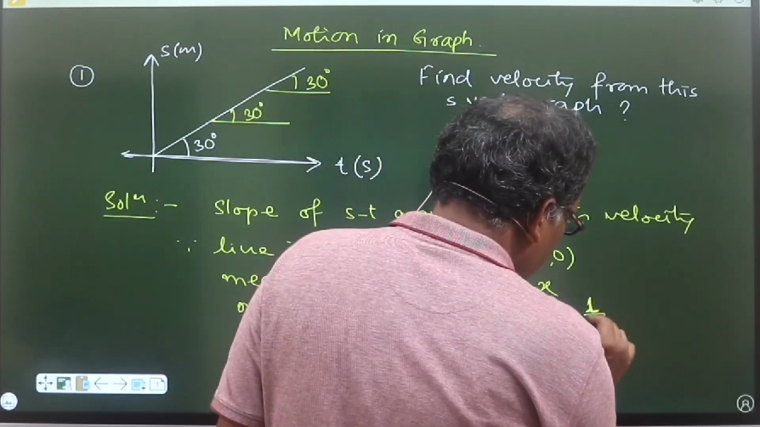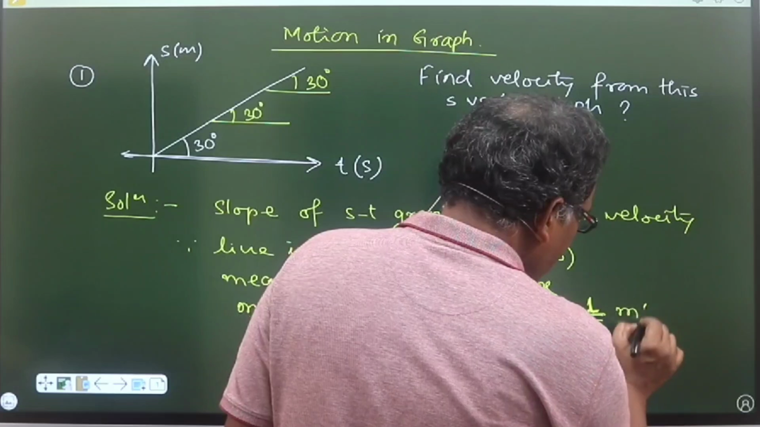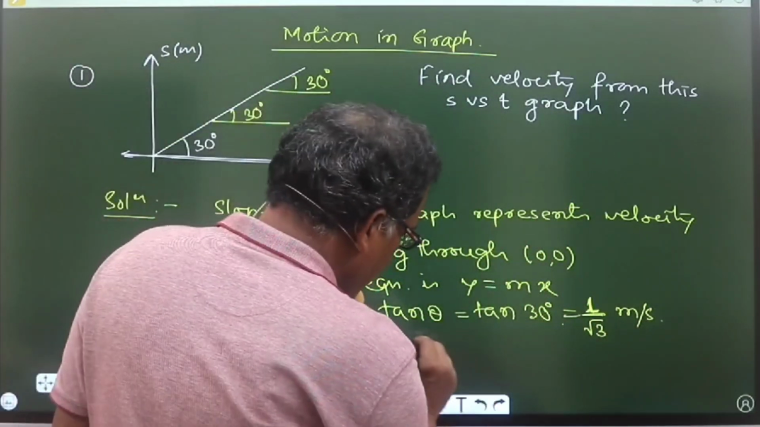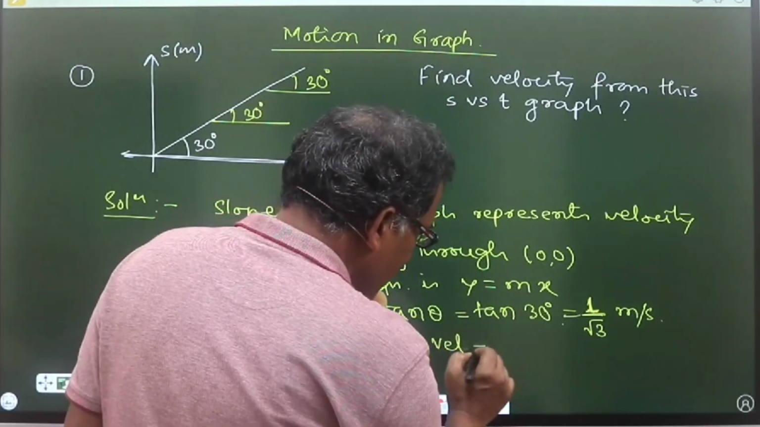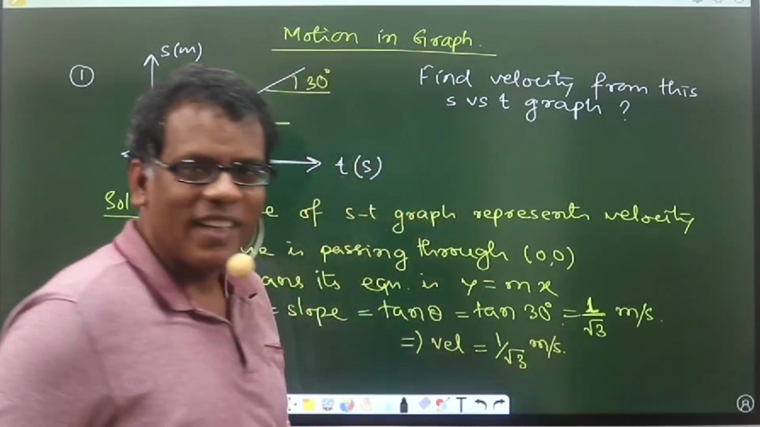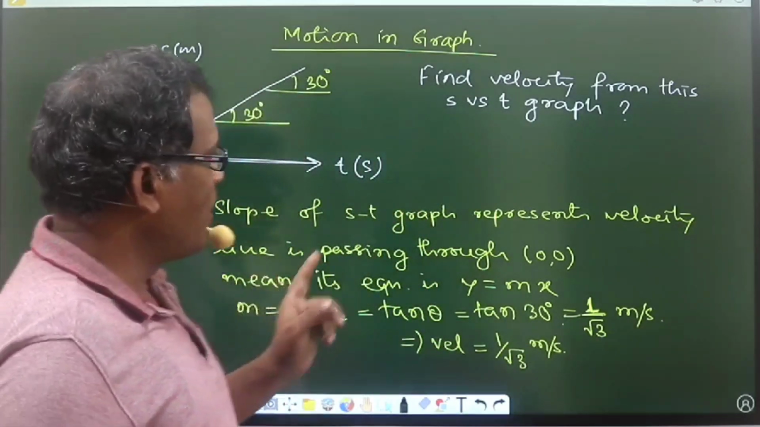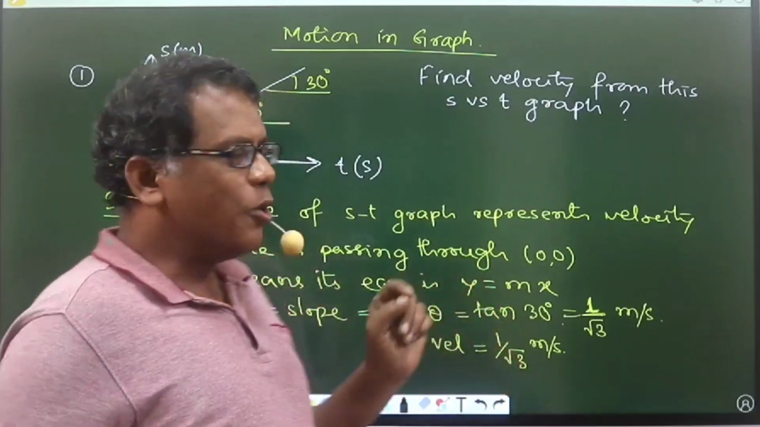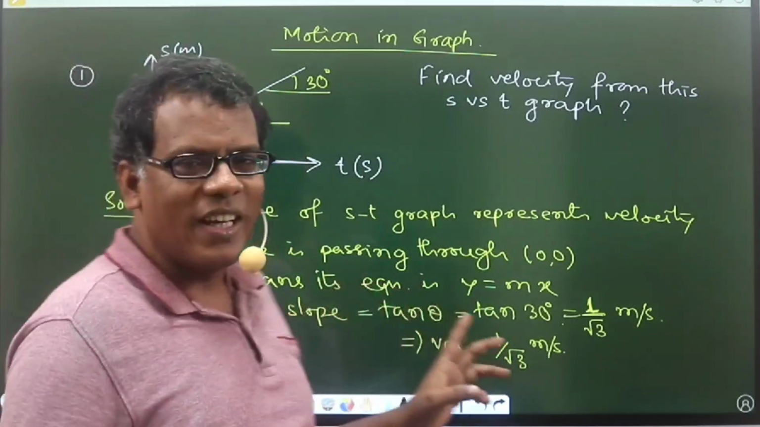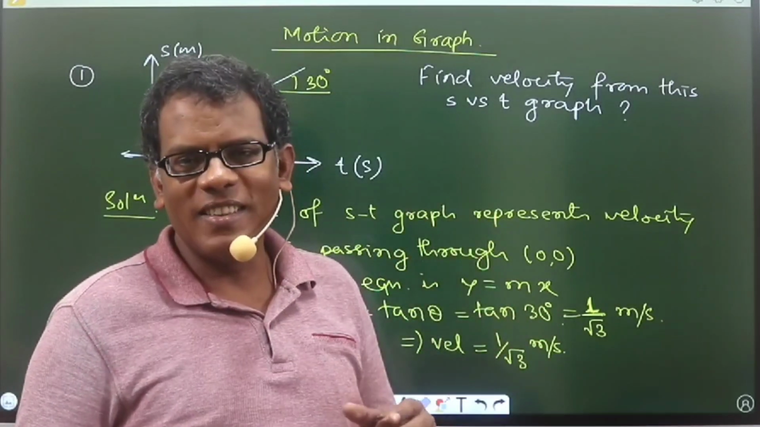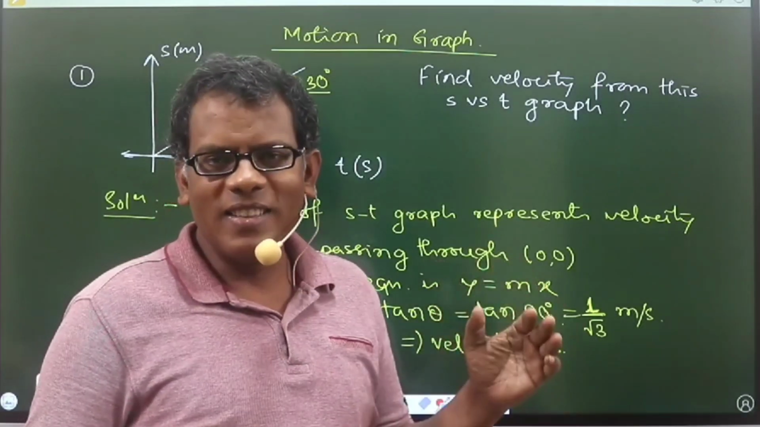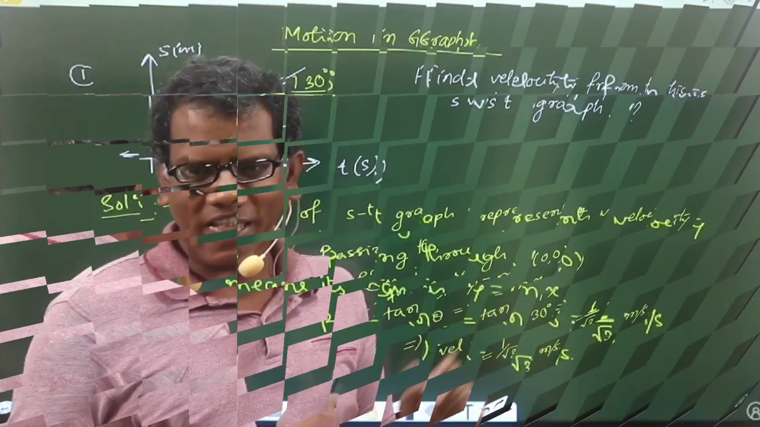this numerical value 1 by root 3 will be in meter per second, right? As because the slope is equal to the velocity. So the velocity of this particle is 1 by root 3 meter per second. Is that clear? We have been asked about the velocity of the particle whose motion is represented by the ST graph as shown in the diagram. So yes, definitely the slope of this line is the numerical value of tan of 30 degrees. So here the velocity of the particle is 1 by root 3 meter per second.